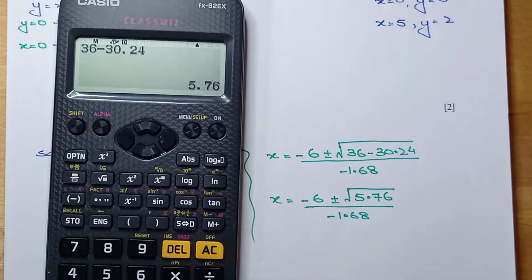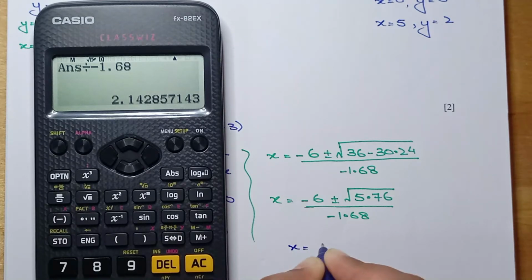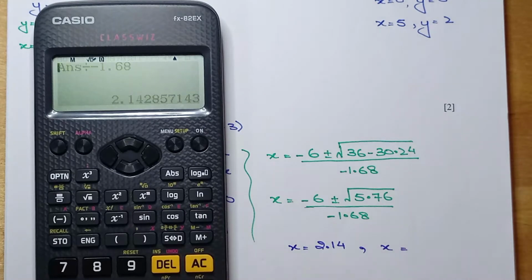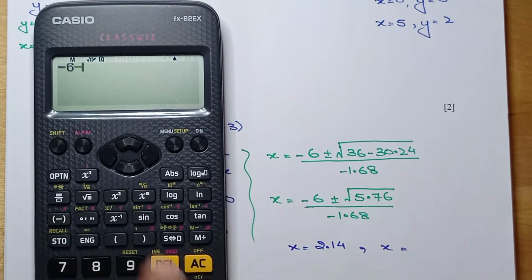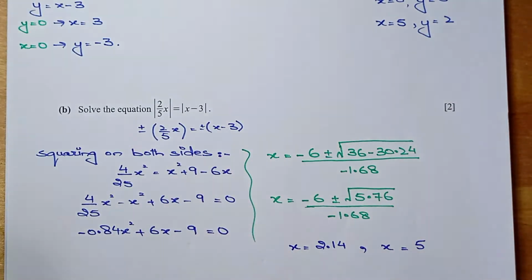Now we have two x values. Let me solve it one by one with the positive square root and the negative square root. Negative 6 plus square root 5.76, divided by minus 1.68. So this is 2.14. The x value is 2.14. And the other x value is minus 6 minus the square root of 5.76, divided by minus 1.68. This equals 5. So the two x values are 5 and 2.14.